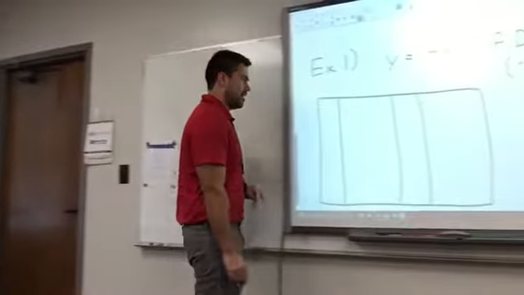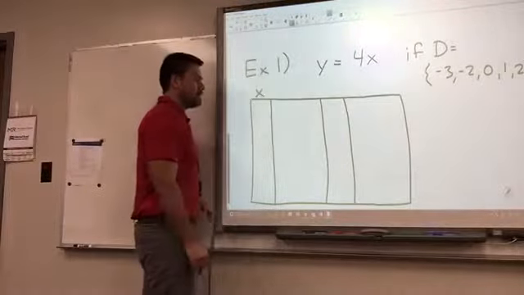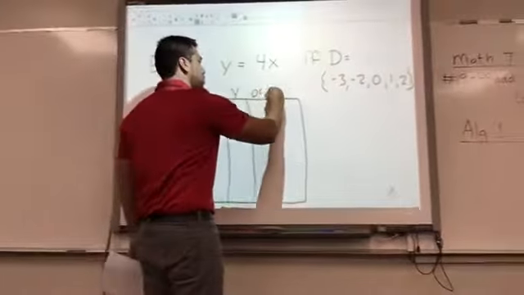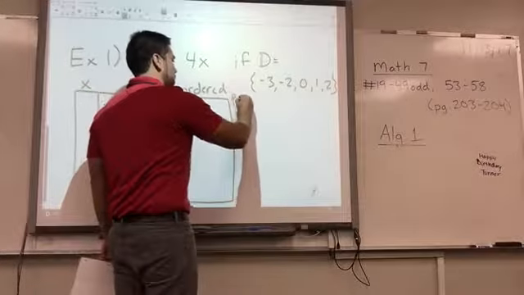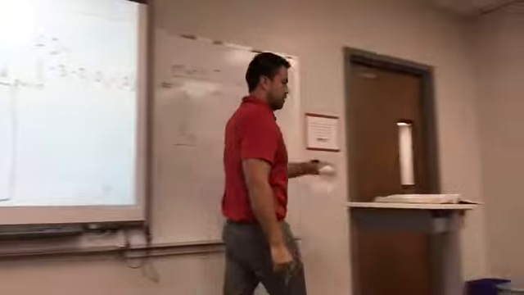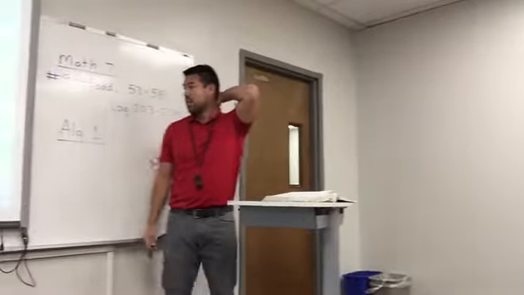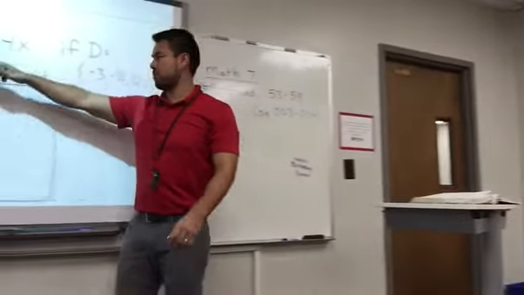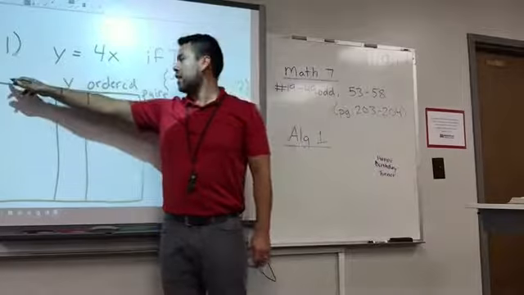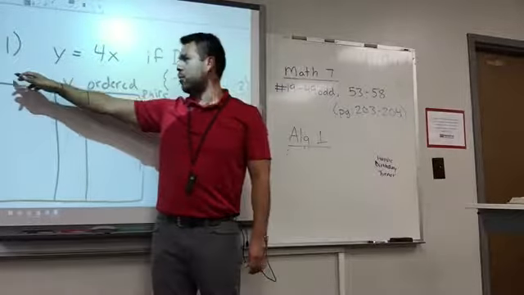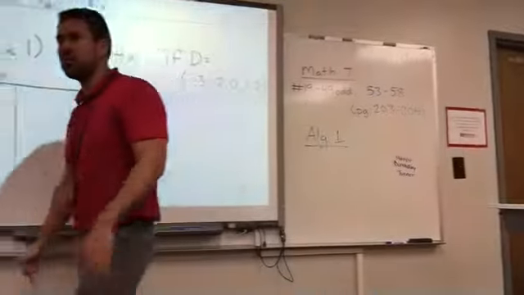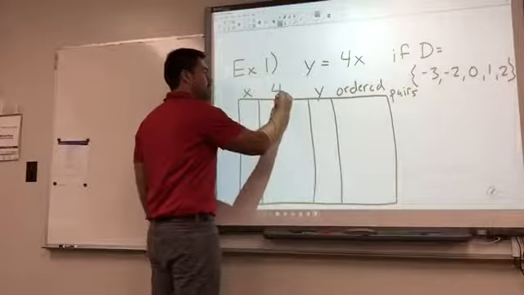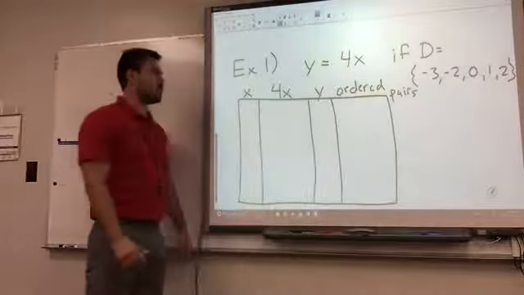This is going to be labeled my X column. This is going to be labeled my Y column. And then this last column is ordered pairs. Okay, I'll let you write that down. This second column right here is going to be what y equals. What does y equal in this equation? Y equals 4x. So that's all you have to put.